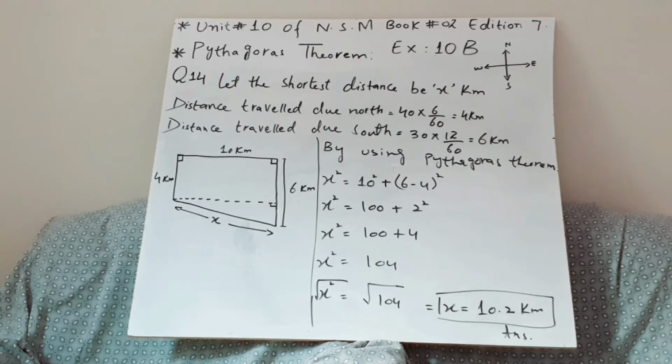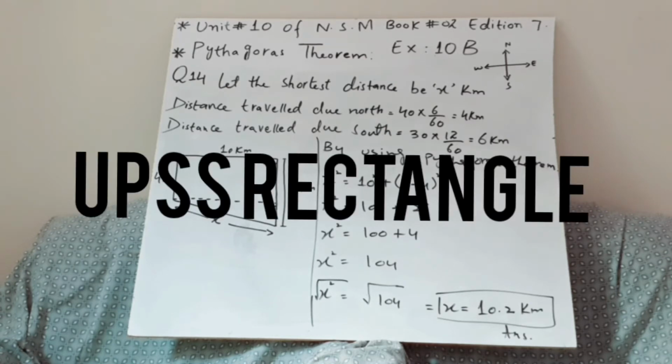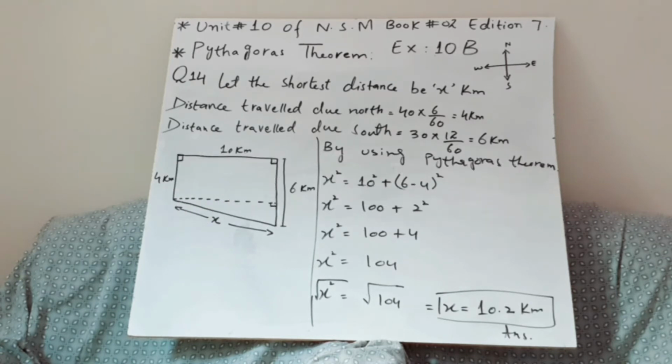So they asked in the question, we have to find the shortest distance. The shortest distance from the starting point will be this, which we have assumed as x, and here we extended this triangle. You can see this dotted line, which looks like a rectangle. In all the corners of the rectangle, you can see 90-degree angles.